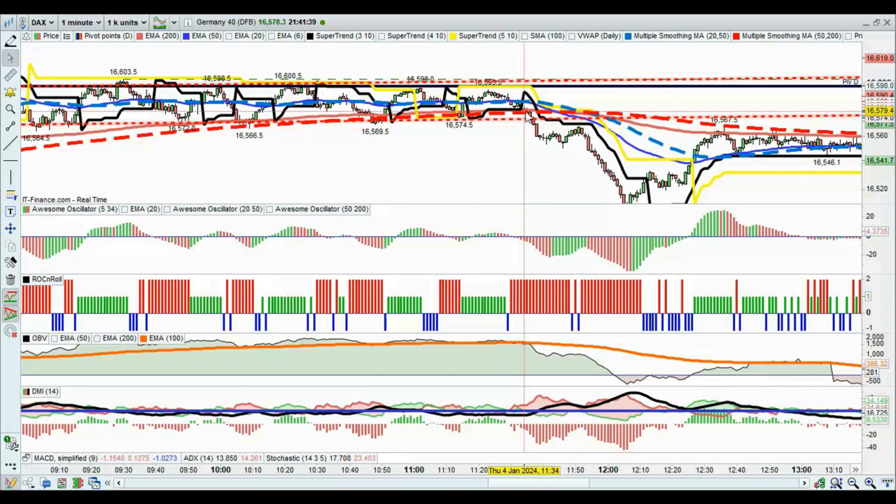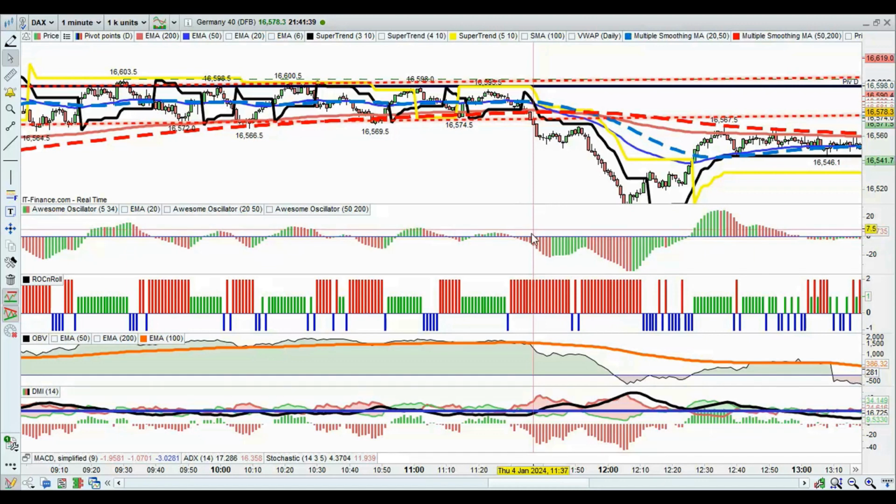And lo and behold, what's it done? It has crossed below the 50-200 smoothing average. Okay, what do we look at? So it's crossed the Supertrends, it's crossed below the 5200 smoothing average. We've got a lovely entry here. What are the other indicators telling us?